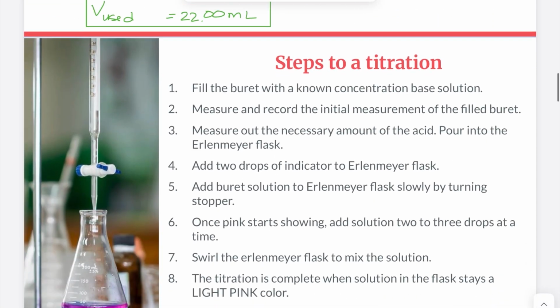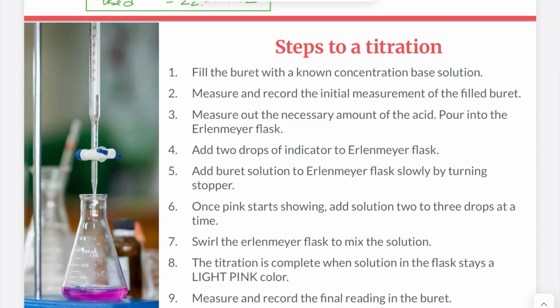All right, so what are our steps? How do we perform this titration process or titration lab? First, that burette gets filled with a known concentration solution. Usually it is a base solution, but we always know what the concentration is. You're going to record the initial measurement of the filled burette. Then you're going to measure out the necessary amount of the acid.